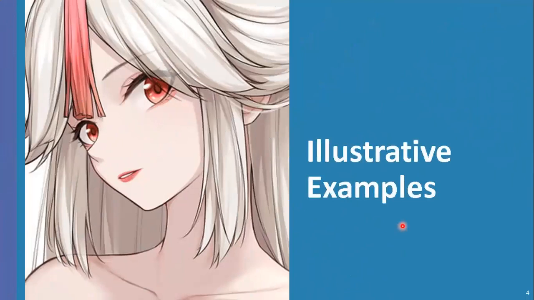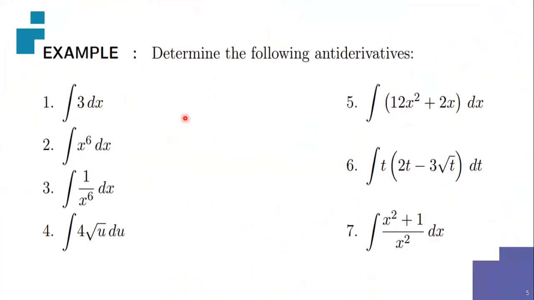Now, let's proceed with our illustrative examples. In these examples, we are going to determine the following antiderivatives. We have it here: one, two, up to seven, seven examples. For number 1, we have the integration of 3 dx. For number 2, the integration of x raised to the power of 6 dx. For number 3, the integration of 1 over x raised to the power of 6 dx.